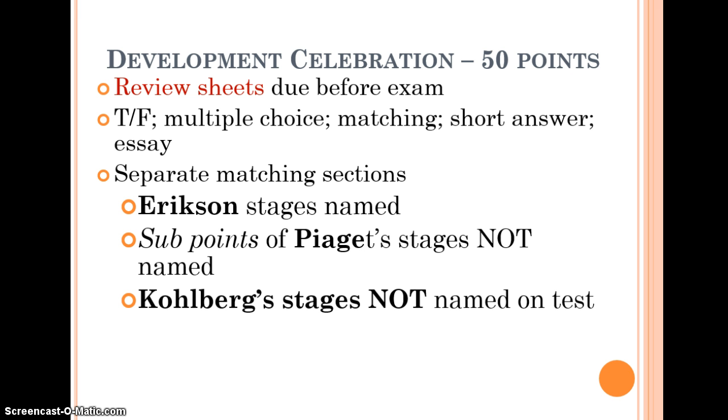And then finally, for Kohlberg's section, his stages are not named on the test. I will simply have stage 1, 2, 3, 4, 5, and 6. And so you need to know what's happening in each stage.